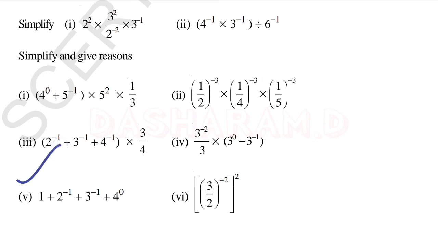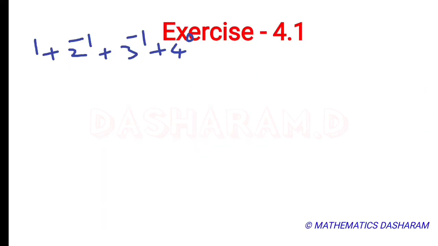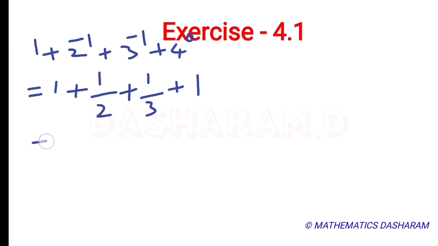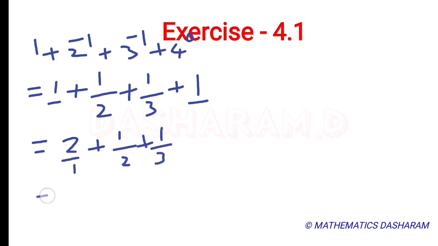Next, fifth question: 1 plus 2 power minus 1 plus 3 power minus 1 plus 4 power 0. So it equals 1 plus 2 power minus 1 is 1 by 2, 3 power minus 1 also 1 by 3, and 4 power 0 answer is 1. Here we can add these two numbers, 1 plus 1 is 2. So 1 by 2 plus 1 by 3. Here 2 can be written as 2 by 1.